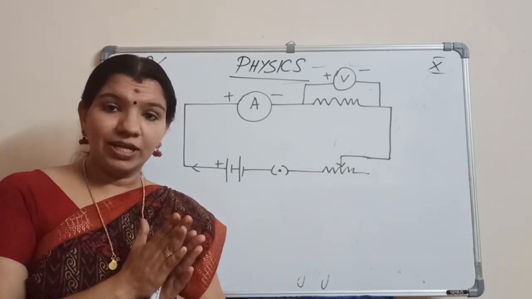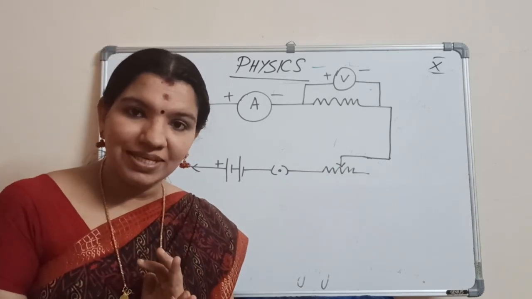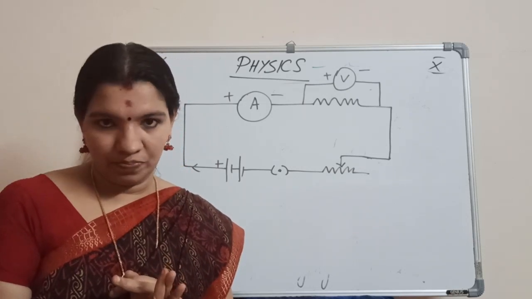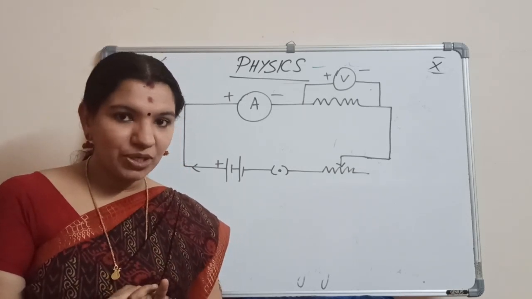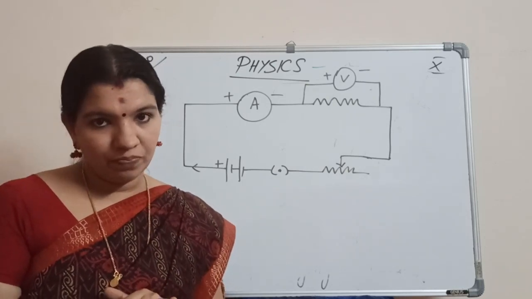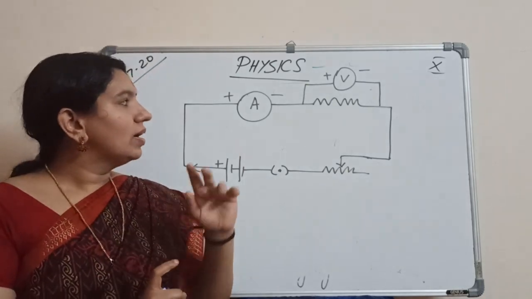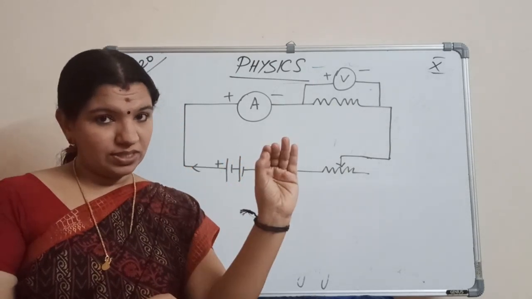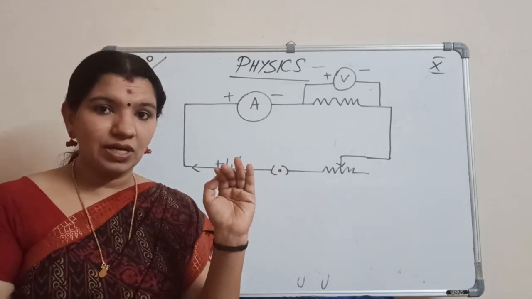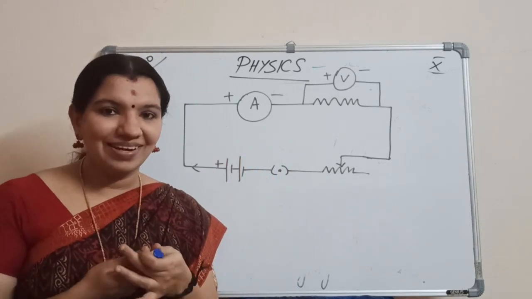For measuring potential difference we need a voltmeter, and for measuring electric current we need an ammeter. How is an ammeter connected in a circuit? In series. And a voltmeter is connected in parallel. These are things you know. Now there should be a voltage source, or we call it a battery, which will maintain the potential difference. So what all things we need? That is what I am saying.